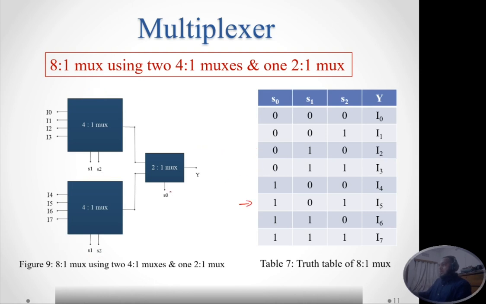For this pattern, our S0 is 1, and our S1 and S2 are 0 and 1. So for the first 4:1 mux, we will get the second input as output. For the second 4:1 mux, we will get the second input as output, and these are the inputs of the 2:1 mux. And as S0 equals 1, we will get the second input as output. So for this pattern, we are getting the output as I5.